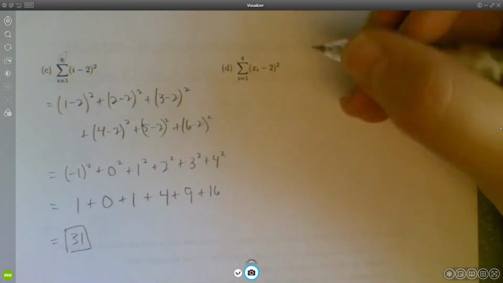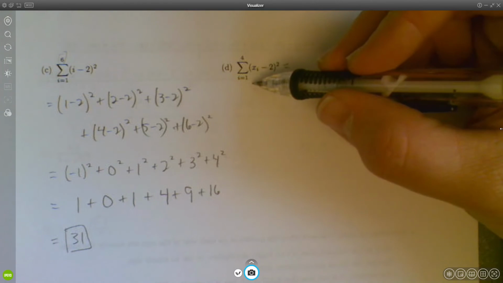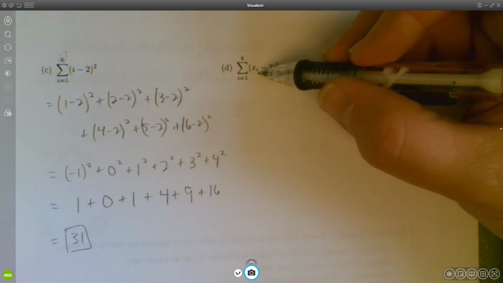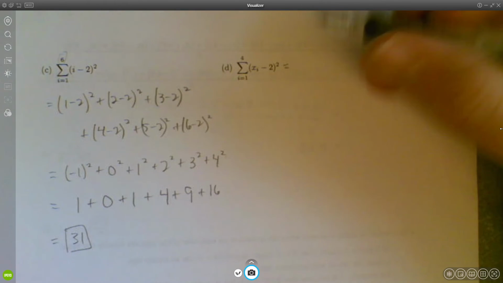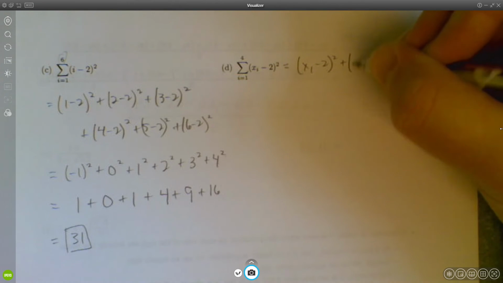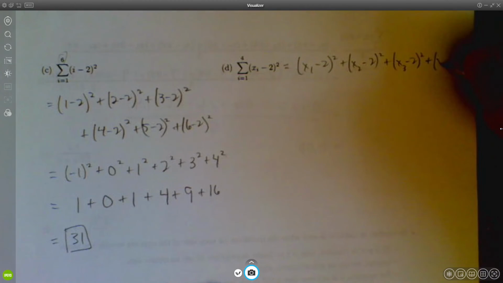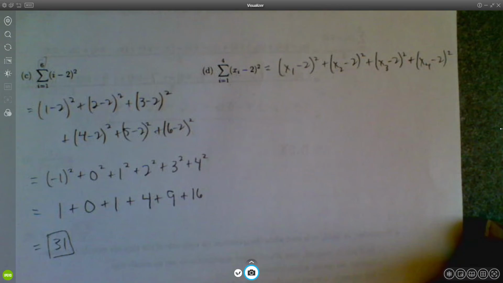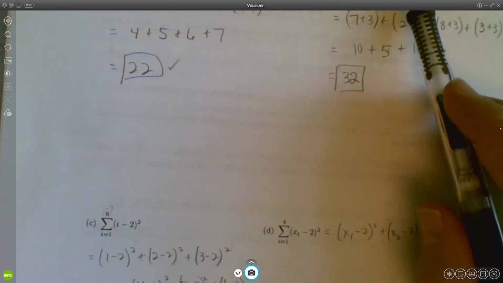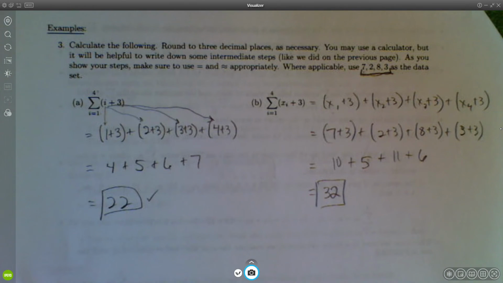Okay, part D. So we're going to take turns plugging in for i, 1, and then 2, and then 3, and then 4. This time we're going to get x1 minus 2 squared, plus x2 minus 2 squared, plus x3 minus 2 squared, plus x4 minus 2 squared. And then we can use our data set up here to replace the x1, x2, x3, x4.